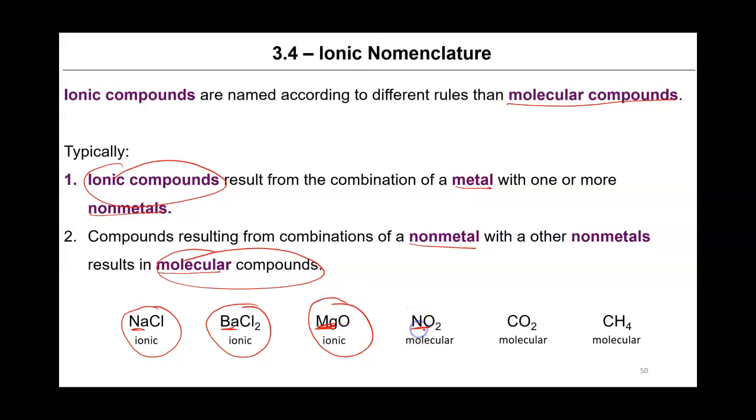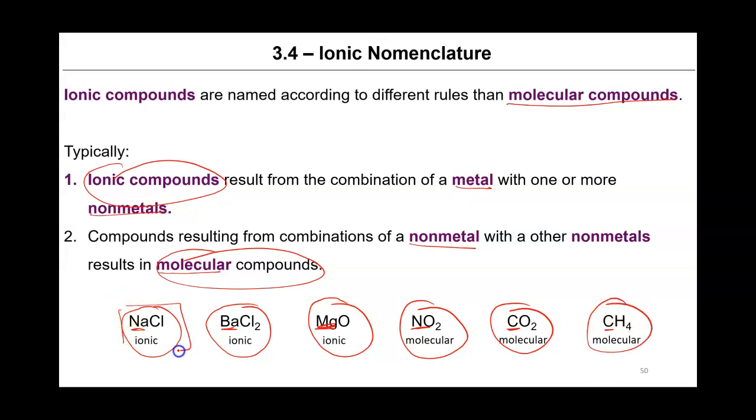Whereas NO2 begins with the symbol N, which is for the nonmetal nitrogen, so therefore it is molecular. Carbon dioxide begins with the symbol C for carbon, which is a nonmetal, therefore CO2 is a molecular compound. And then CH4, also known as methane, begins with the symbol for carbon as well, and carbon is a nonmetal, so that's a molecular compound.